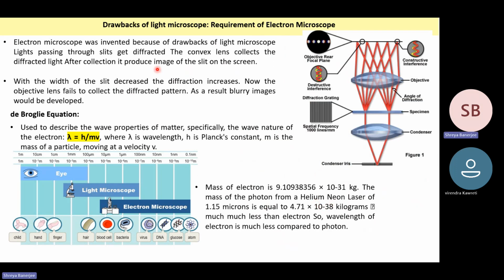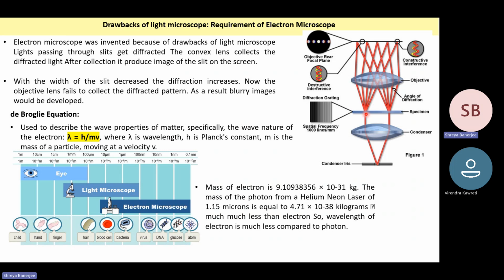Now we will look at why the electron microscope was needed. Basically, the electron microscope was invented because of the drawbacks of the light microscope. In a light microscope, light passing through the slits gets diffracted. So here you have a light microscope. There is a condenser lens which is condensing the light on the specimen. Now, while this condensing is happening, there can be diffraction.